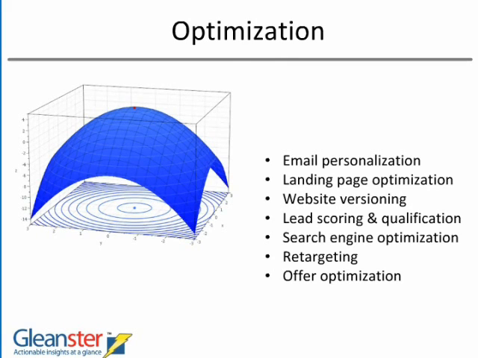Lead scoring and qualification, really understanding which leads should go directly into your sales pipeline and which are going to require some additional nurturing. Search engine optimization, of course. Retargeting, which is pretty amazing, after people have been on your website, the ability to track their browsing behavior and even marry that with other data, and then after they leave, continue to serve up relevant content. And then offer optimization is a term that I've been popularizing, and it really encapsulates a lot of what we're talking about today.